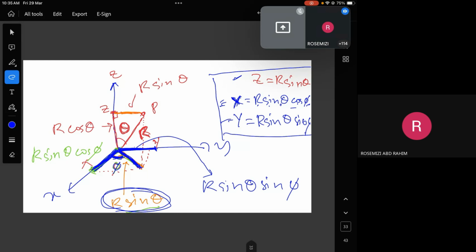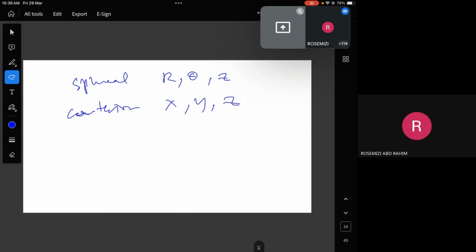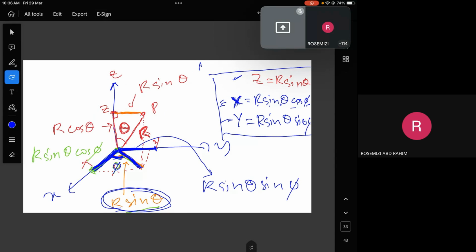Okay, so it's from spherical to Cartesian. Next is from Cartesian to spherical. So from Cartesian to spherical, what is the value of r, what is the value of theta, what is the value of phi? R equals, so r, where is r? R is here, so I need to change color again.